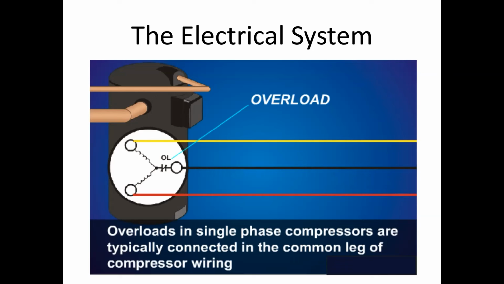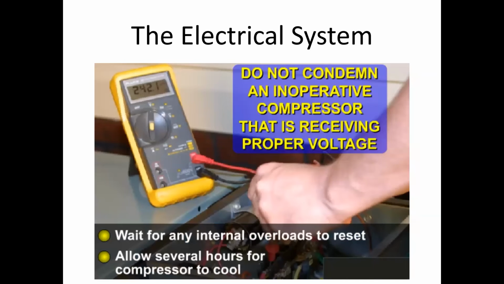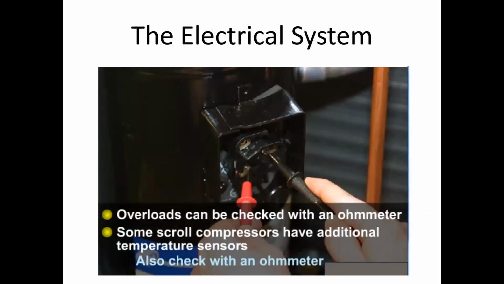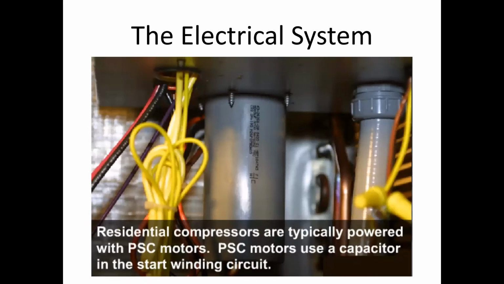Then, let's say you come back and the overload has closed. Now we've got to figure out, why did it open? Because it wasn't a fluke, right? Something caused that overload to open. The compressor's running too hot. We're not getting enough oil back, right? So something caused that. We'll talk about exactly how to check that.